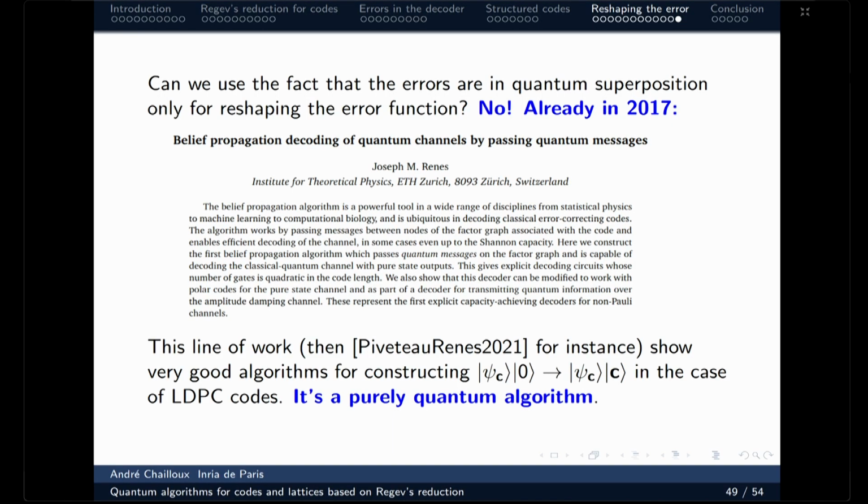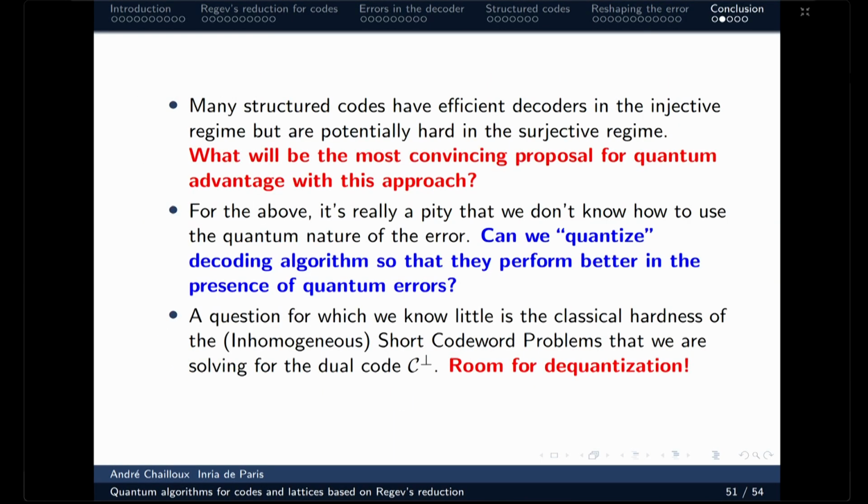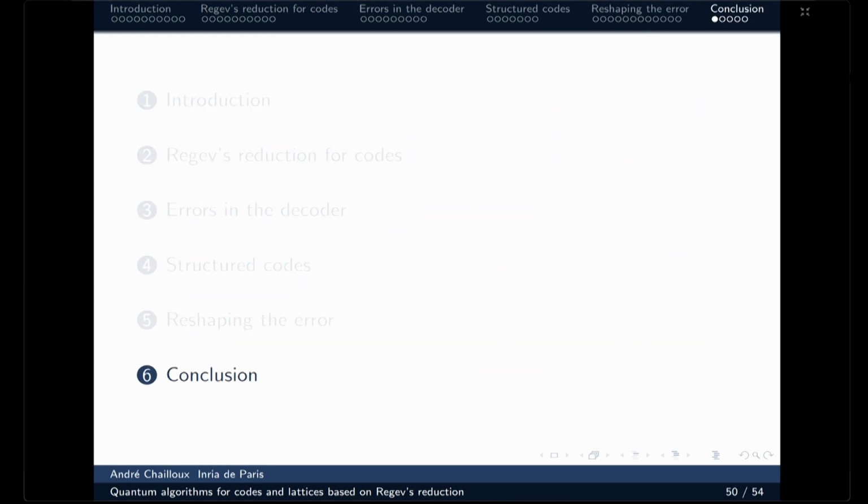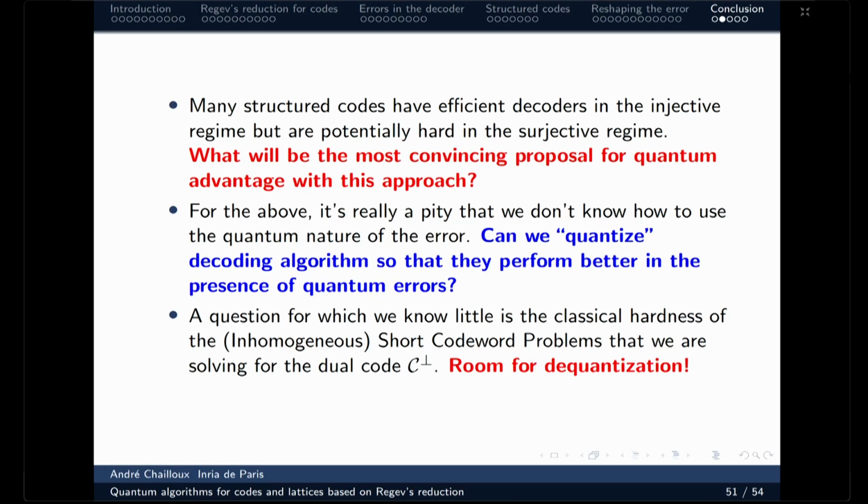Okay, so I just wanted to mention this, and we're trying to get everything together and see what you need, but this is still a lot of work in progress. Okay, so I'll conclude now.